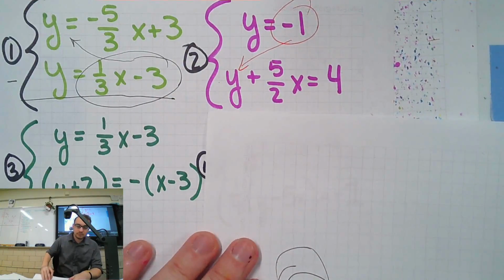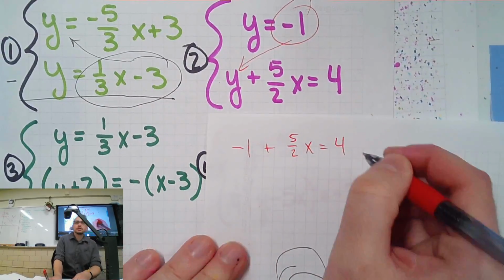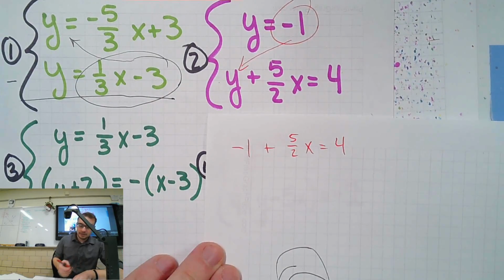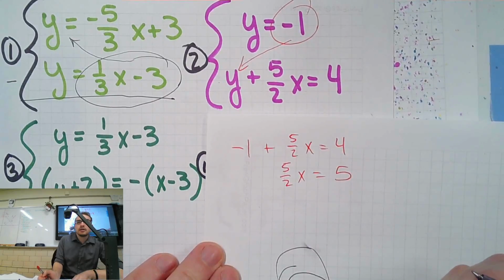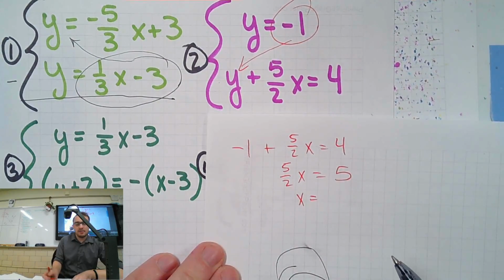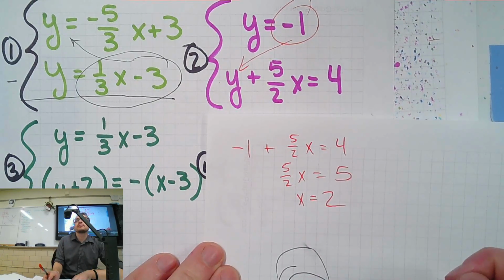So, if I plug in -1, I get -1 plus 5 halves x equals 4. Substitution is probably the best method to use here, right? So when I do this, I add 1, and I'm going to multiply by the reciprocal. Times 2 and divide by 5. I'm going to divide by 5, get 1, times 2, get 2. How you feel? Okay.